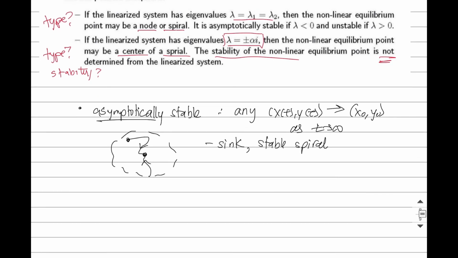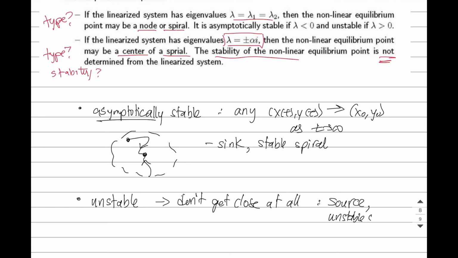If we are unstable, we don't get pulled in at all. We don't get close at all. And this is the kind of thing when we think of a source or an unstable spiral.